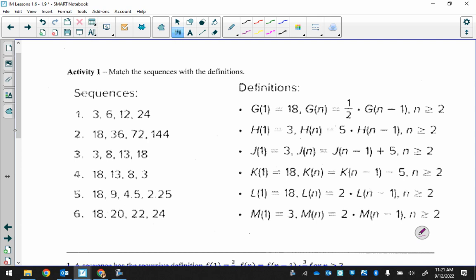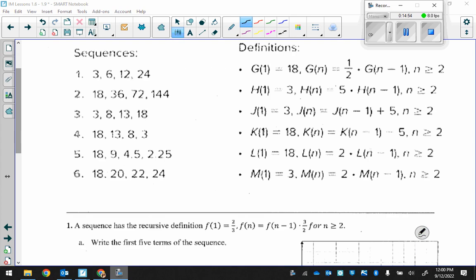Then there is a rule that does not match a sequence. You're finding the first 4 terms, okay? Does that make sense, you guys? All right, go ahead with your partners. You could draw arrows, you could write letters next to it, whatever you want to do. Match a sequence with a definition. Go ahead.